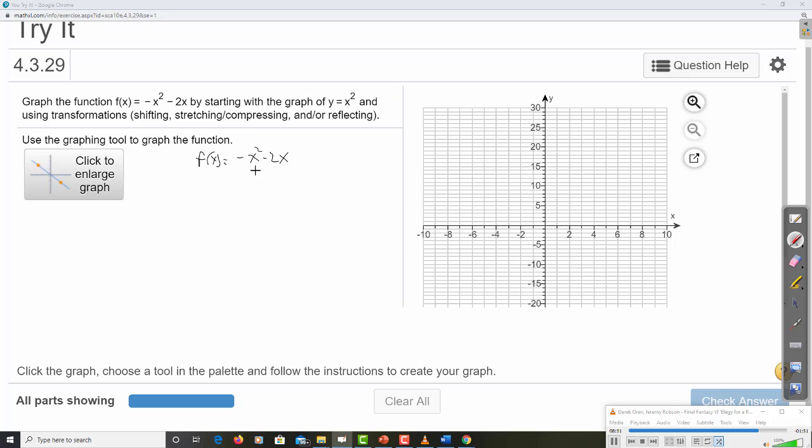Well, to put it in vertex form, we've got to complete the square, so x squared plus 2x. And then, let's see, b is 2, so 1/2 times 2. I am completing the square right now.